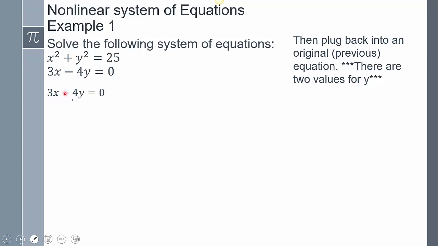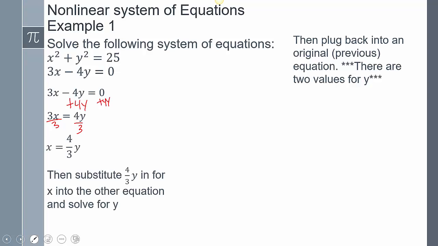So with 3x minus 4y equals 0, I want to solve for a variable. In this case, I want to get x by itself, so I'm going to add 4y to both sides. 3x equals 4y. Divide both sides by 3, and you get x equals 4 over 3 y. Now I want to substitute that 4/3 y back in for x into the other equation. Substituting it in for x, you get (4/3 y) squared.